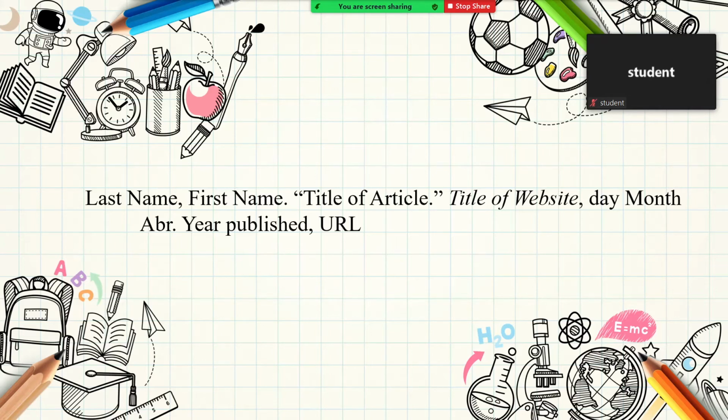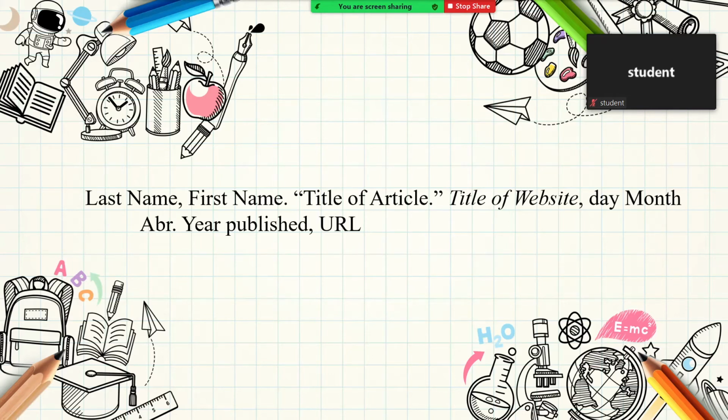Sometimes an article will say that the website itself published the article because it's not necessarily an individual's work, it's a company's work. So you would put the company name where the last name and first name go, as well as the website title, if that's how it works.